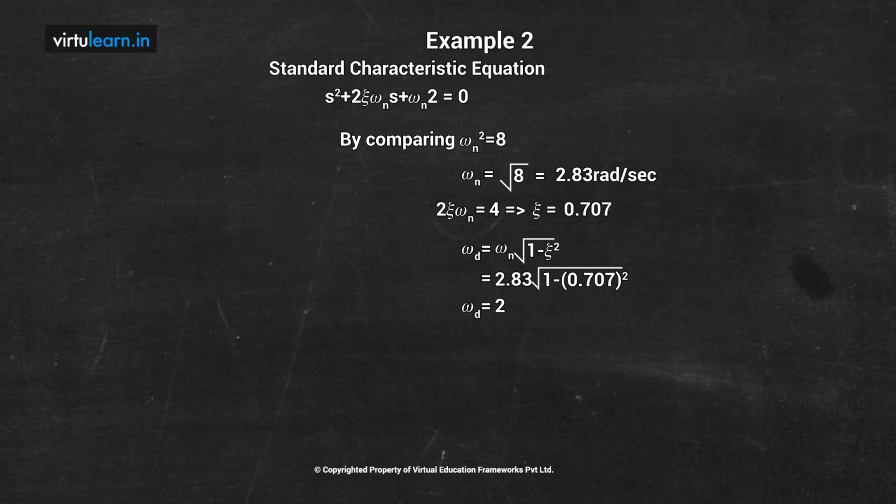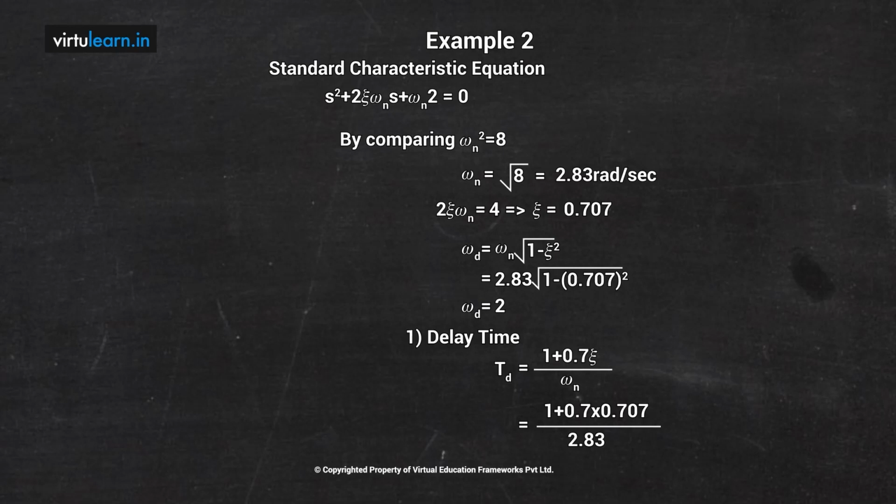The first one is the delay time. We know the definitions, but I am not going into the definitions, I will directly use the available formulas. So td is (1 plus 0.7 zeta) by omega n. Zeta is available, omega n is available. By substituting, you will get the value, which is 0.528 seconds. That is the delay time.